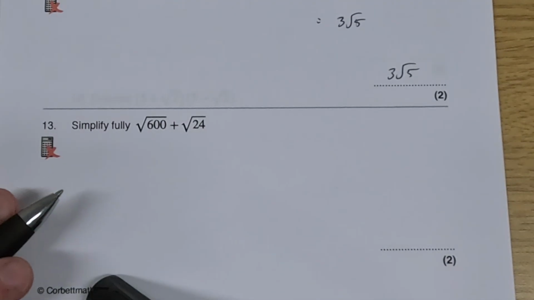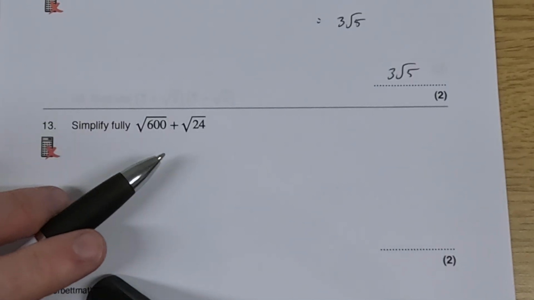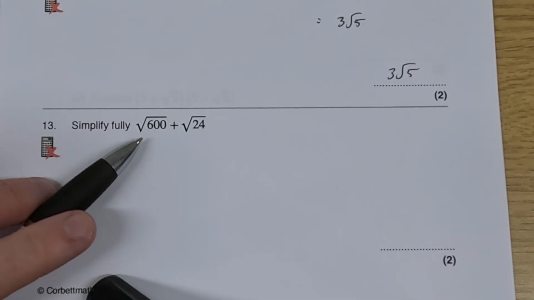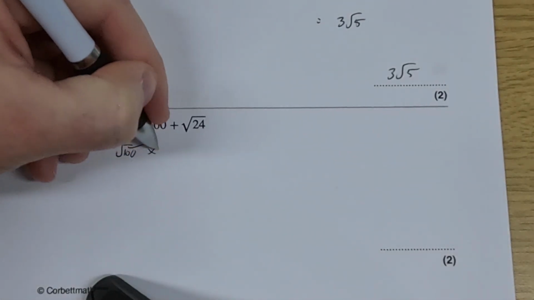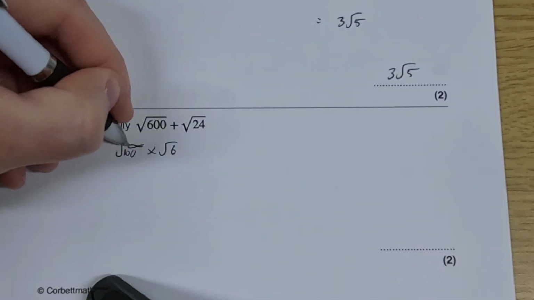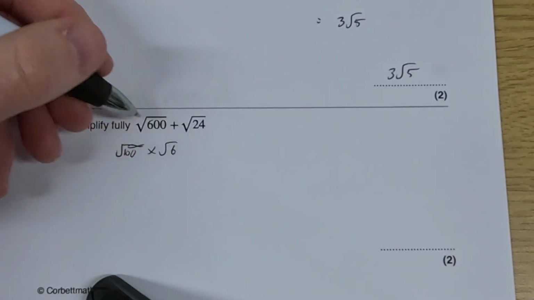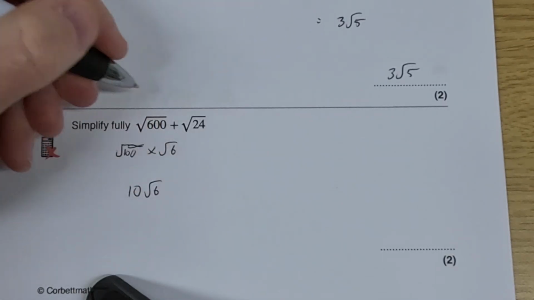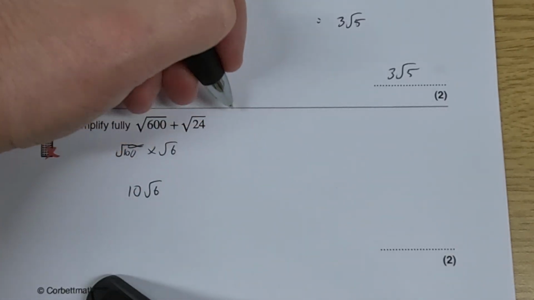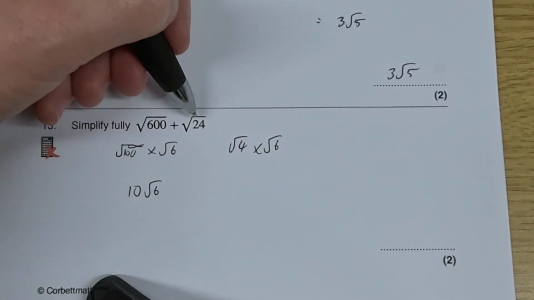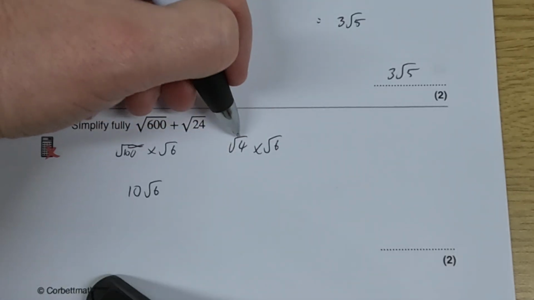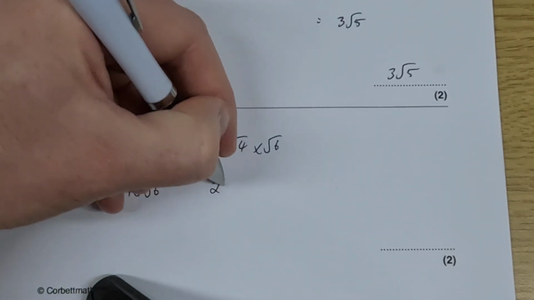So question number 13, we've been asked to simplify fully root 600 plus root 24. So root 600, I'm thinking 100 will be the greatest square number that's a factor of 600. So we're going to go for root 100 multiplied by root 6, because that's what the square root of 600 would be, root 100 times root 6, and that would be 10 root 6 if we cancel it down. And root 24 would be root 4 times root 6, because the biggest square number that's a factor of 24 is 4. And then the square root of 4 is 2, so that's 2 root 6.